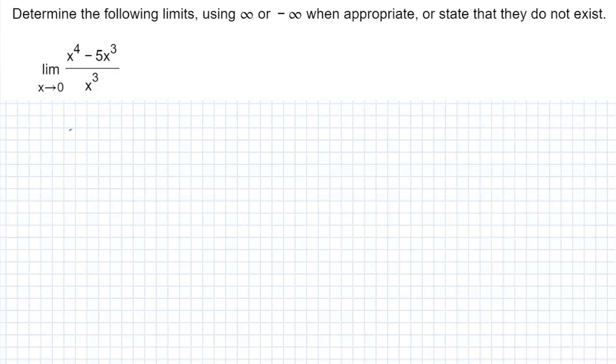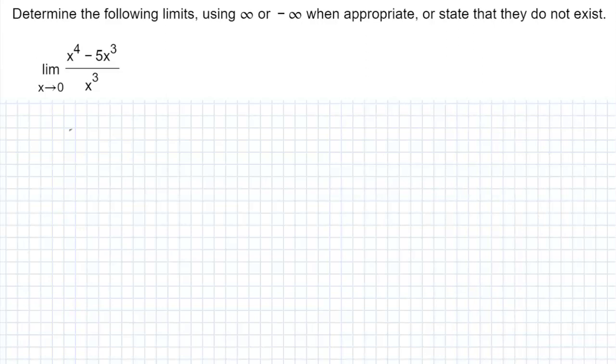Question number 7. For us to determine the limit as x approaches 0 of x to the 4th power minus 5x to the 3rd over x to the 3rd. And the instructions said to use infinity, negative infinity when appropriate, or say that it doesn't exist.